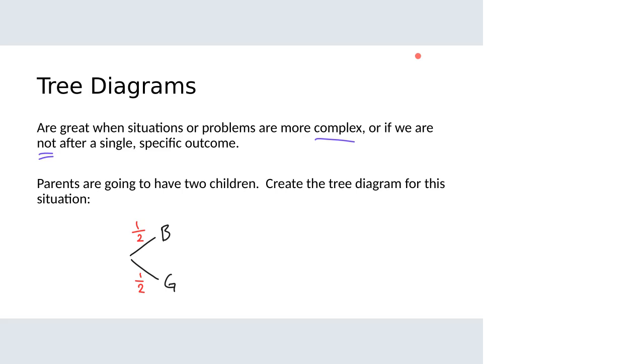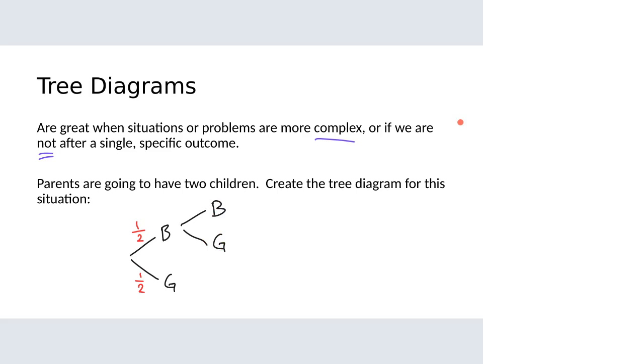Now they're going to have another child because they're having two. And this is where tree diagrams sometimes get complicated for students. So I need you to hang in there with me on this for just a minute. What's going to happen is we're going to write down all the possibilities that could happen. So if the first child is a boy, then we're up here. And that second child is either going to be a boy or a girl.